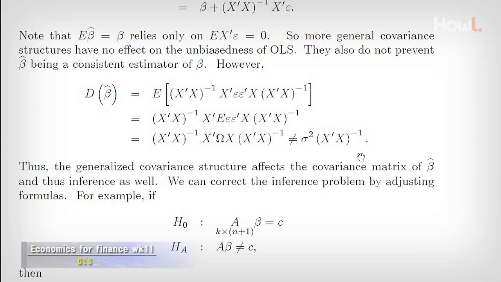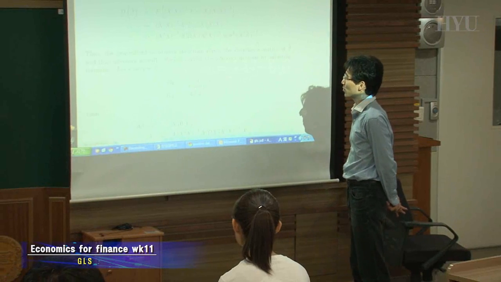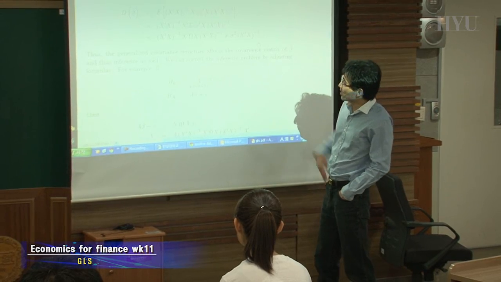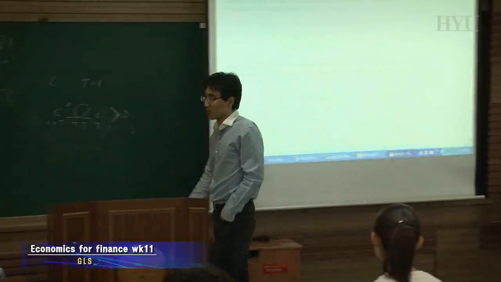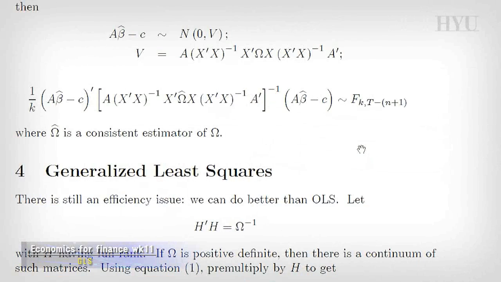We can correct the inference problem by adjusting the formula. For example, suppose our null hypothesis is A beta equals C, and suppose our alternative hypothesis is that A beta is not equal to C. Given this null hypothesis, A beta hat minus C should equal 0, right?